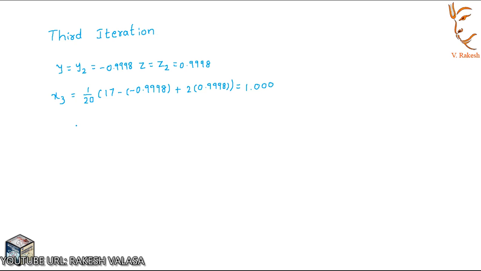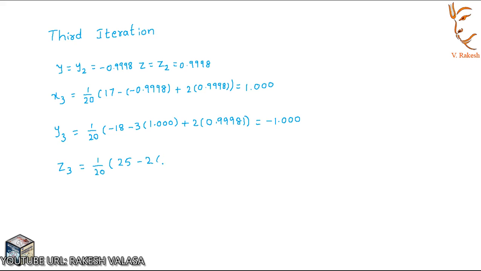Similarly, calculate y3. y3 equal to 1 by 20 into (minus 18 minus 3x3, that is 1.000, plus 2z2, where z2 means 0.998). This value is minus 1.000. z3 equal to 1 by 20 into (25 minus 2x3, where x3 means 1.000, plus 3y3, minus 1.000). This value is 1.000.